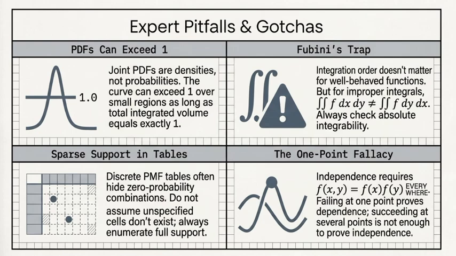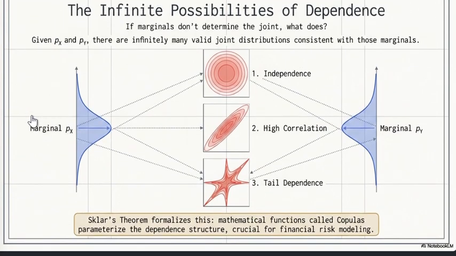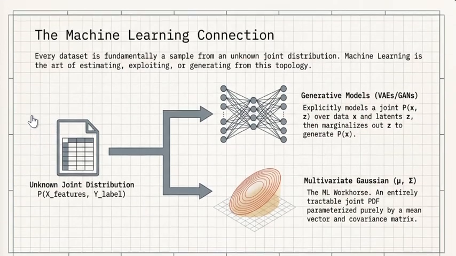Okay. Another mistake: the support of a discrete joint PMF can be very sparse. Many combinations of x and y values may have probability 0. The table representation hides this if you don't list all combinations. So always represent your answer in table format. Next, I told you this.